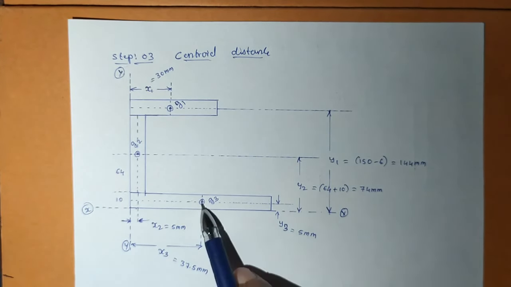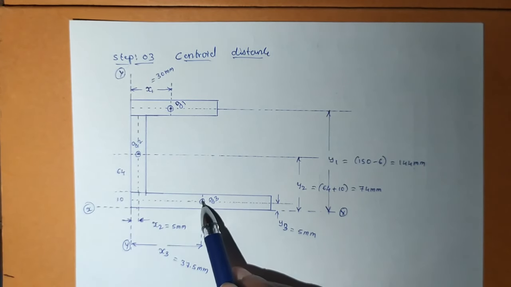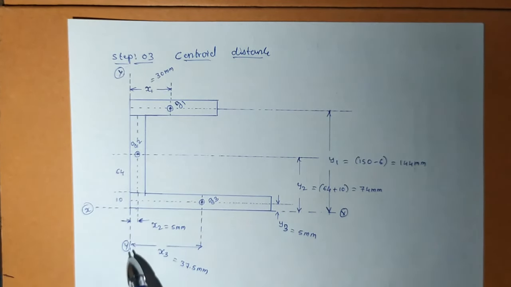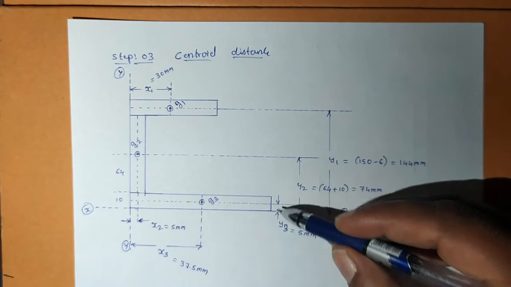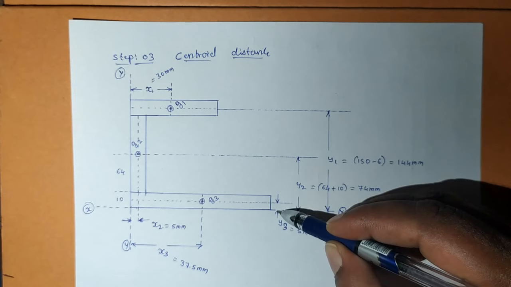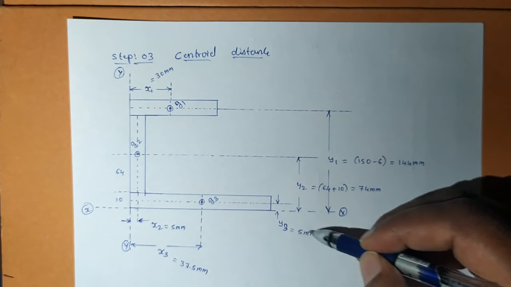Now for section number 3. First let us mark x3. What is x3? Distance between centroid of section number 3 and reference axis. This distance along horizontal direction x3, that is 37.5 mm. Similarly, we have to mark y3. What is y3? Distance between centroid of section number 3 and reference axis along vertical direction. That is 5 mm.